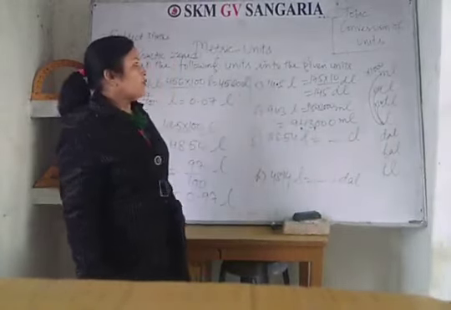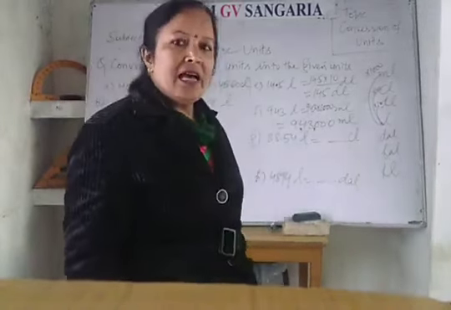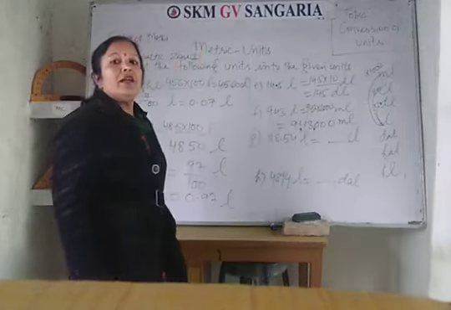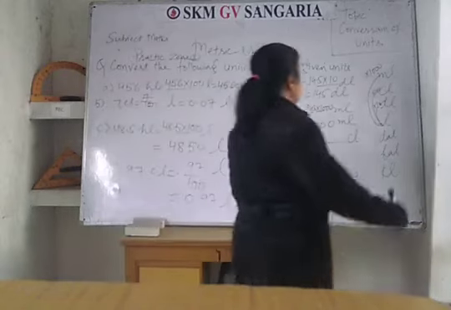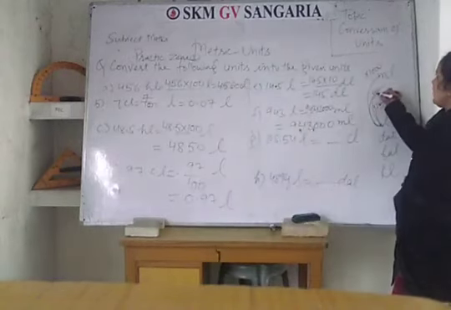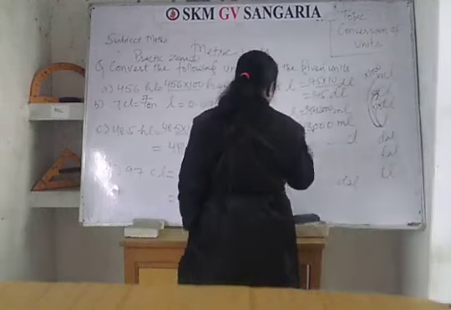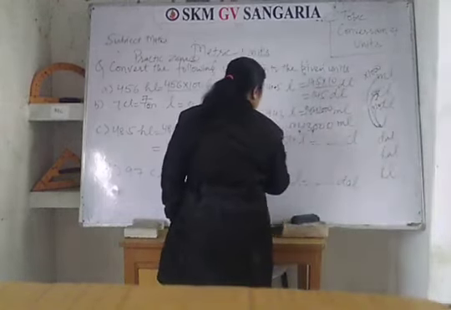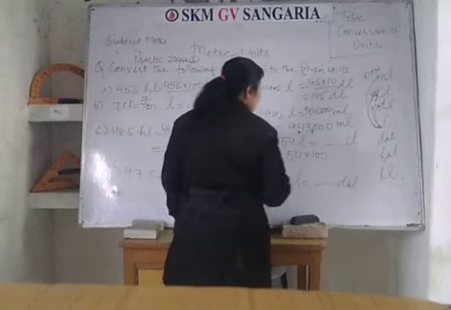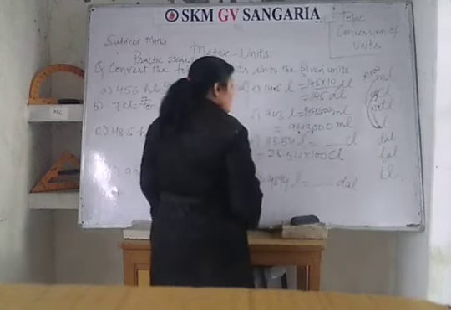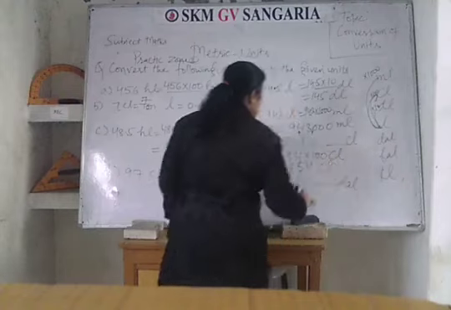Then 28.54 liters is to be converted into centiliters. Liter is a bigger unit and centiliter is smaller. When a bigger unit is converted into a smaller unit, we multiply. So liters converted into centiliter, you multiply by 100 and the unit will be converted into centiliters. So what will you get? 2854 centiliters.